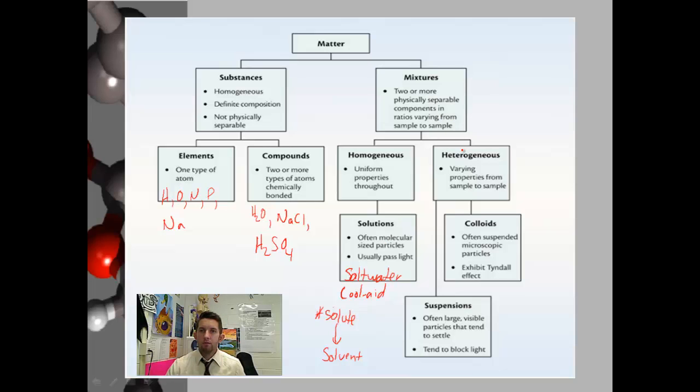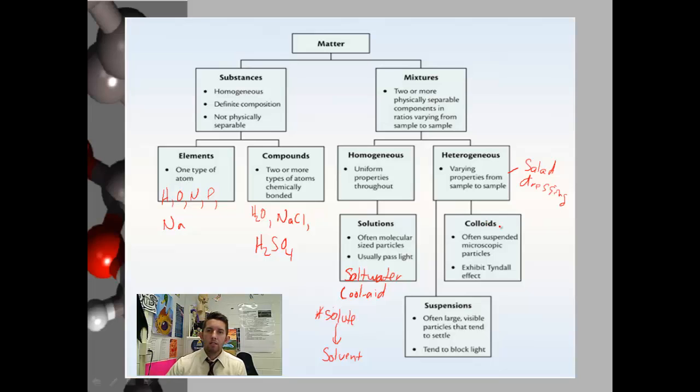Going back to mixtures, if they aren't uniform throughout, we call them heterogeneous. They might have chunks floating in it. The example we always use is the salad dressing, the Italian dressing. We know that before you put the delicious Italian dressing on your salad, you got to shake it up, get all that stuff mixed in, because it might be floating on the top, or whatever it might be. Heterogeneous mixtures will settle often. They have substances in them that might settle out.